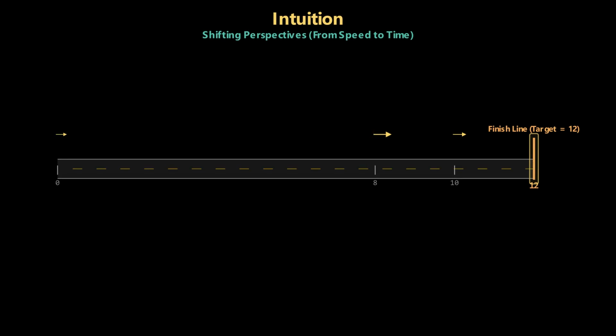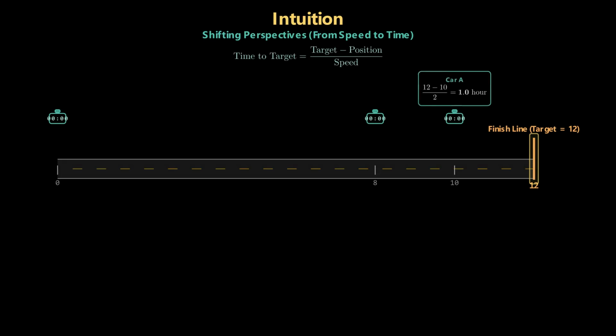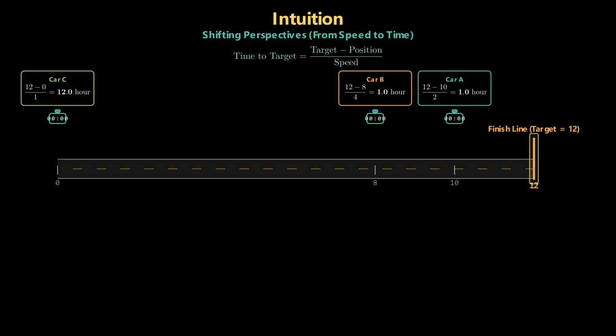Trying to simulate this second by second by tracking exact positions on the road gets incredibly messy. To simplify our mental model, let's shift our perspective from speed to time. We calculate exactly how long it would take each car to reach the finish line if it had the entire highway completely to itself. Suddenly, raw speeds turn into clean, predictable arrival times.